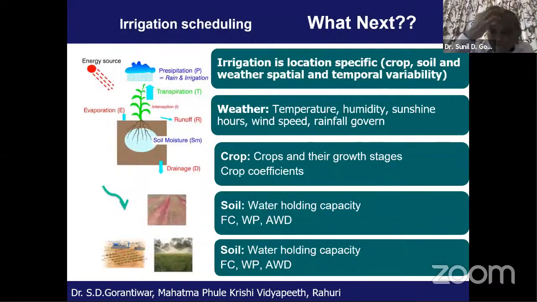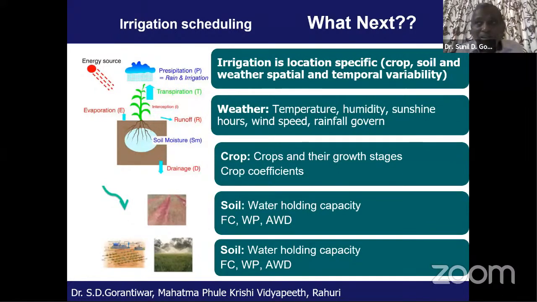Why do we need all these kinds of data? Here, if you see, irrigation is very much location specific. It is crop specific, soil specific, weather specific, because this is the water requirement. Water requirement of course depends on the crop, everybody knows that, on the crop growth stage as well, on the canopy, and on the weather parameters.